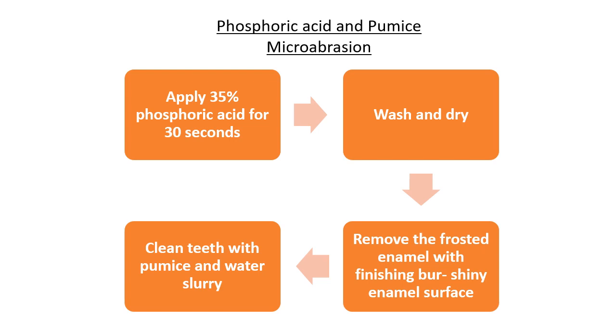And phosphoric acid and pumice microabrasion, the technique is more or less the same. What we need to do is apply 35% phosphoric acid for 30 seconds, wash and dry, remove the frosted enamel with a finishing burr till a shiny enamel surface appears, clean the teeth with pumice and water slurry.